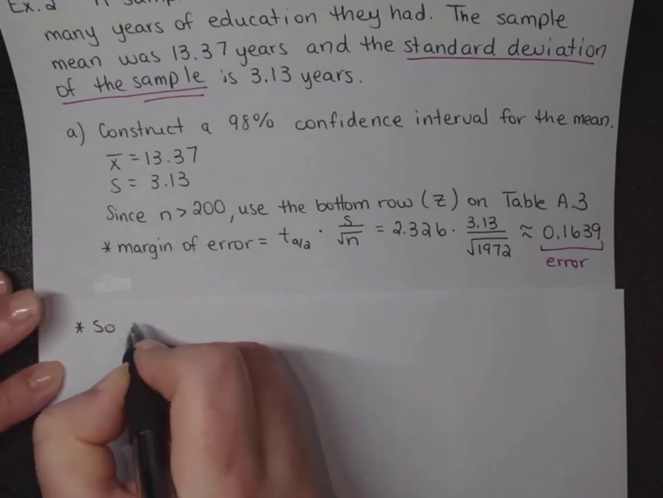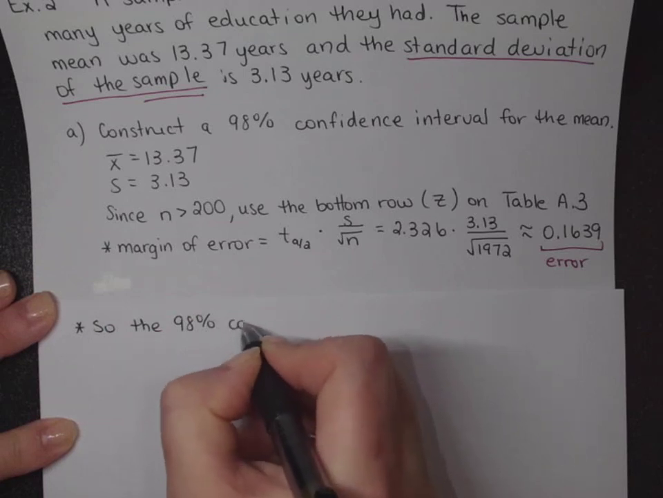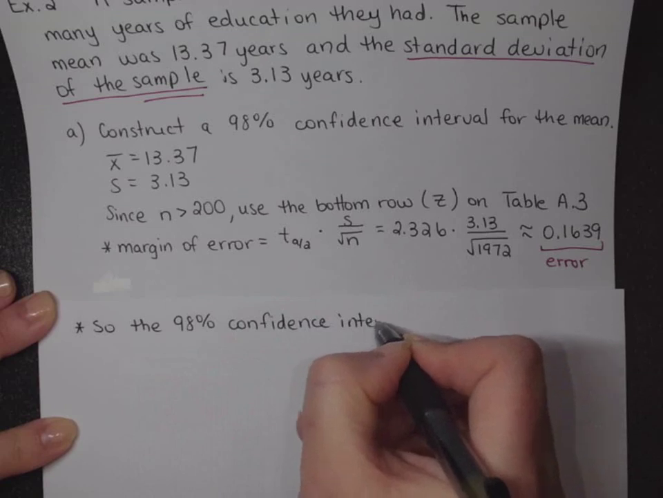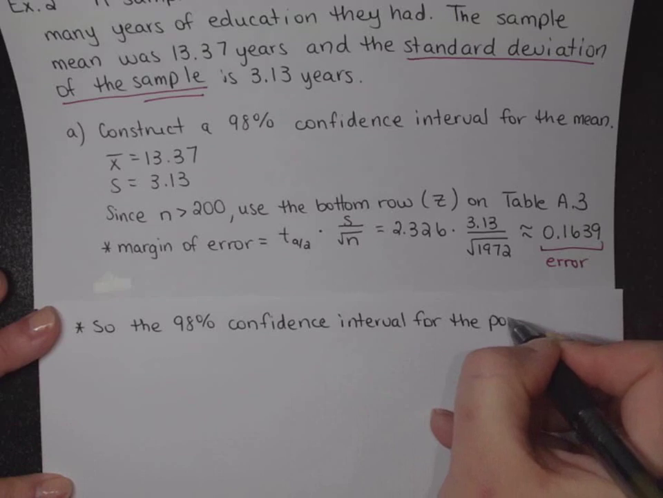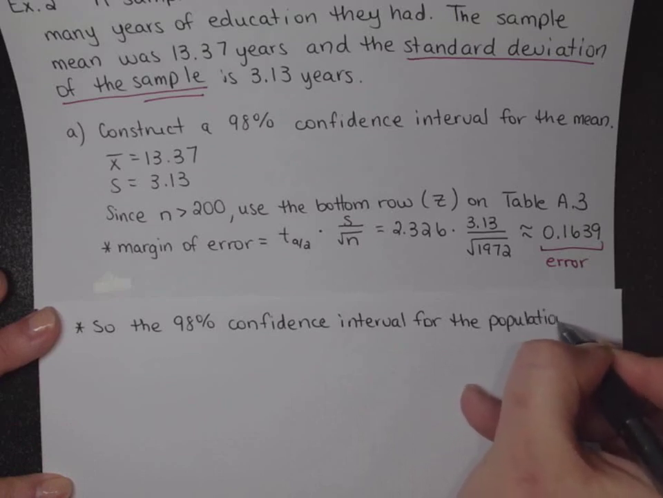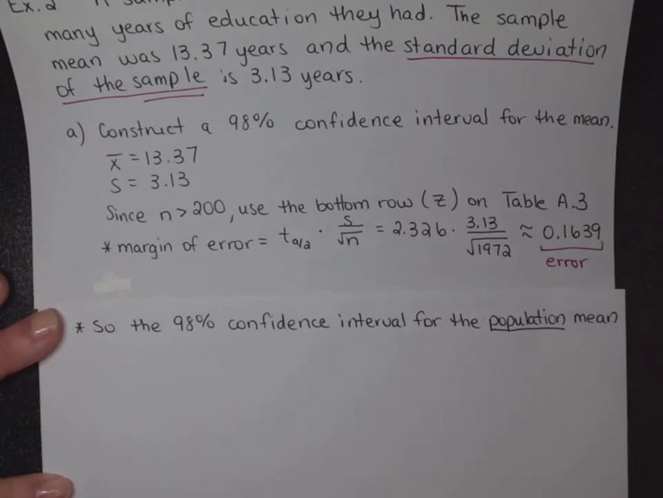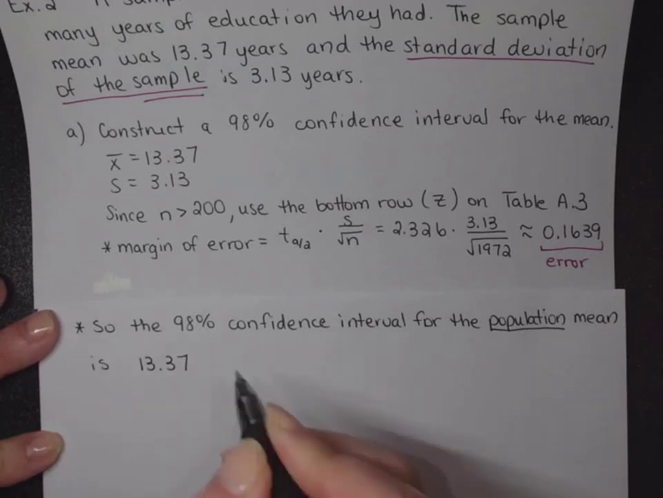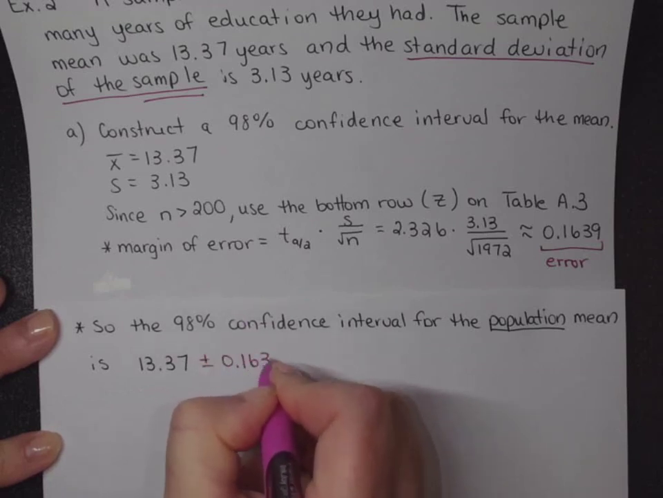So, the 98% confidence interval for the population mean. Notice how this answer looks very close to the ones we did in 8.1. It's just that our critical value is different. That's really the only change. It is going to look like 13.37 plus or minus this error of 0.1639.